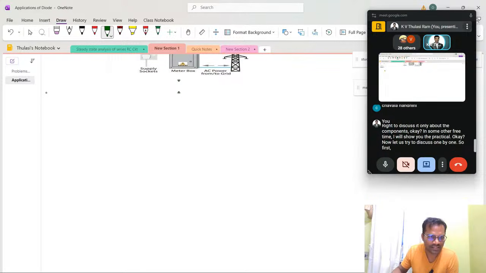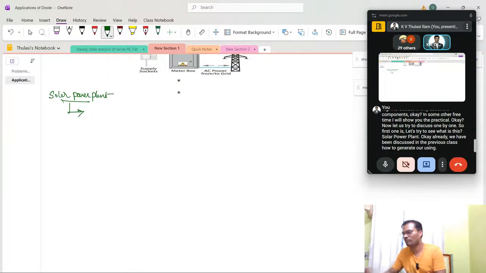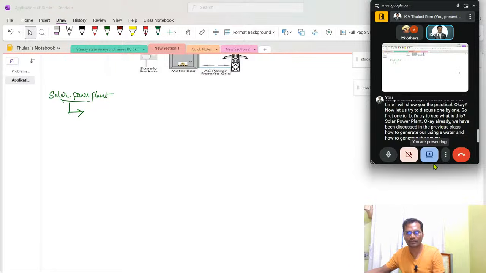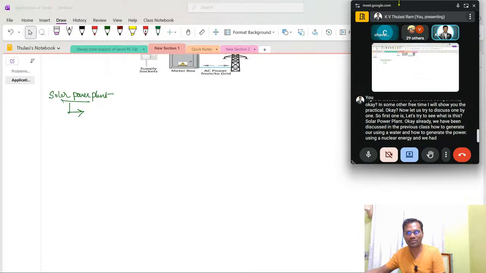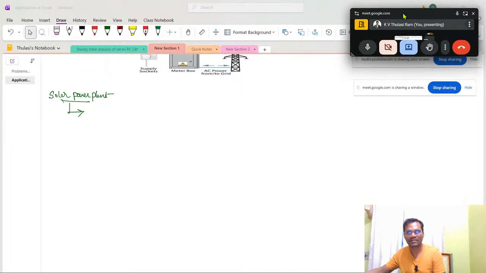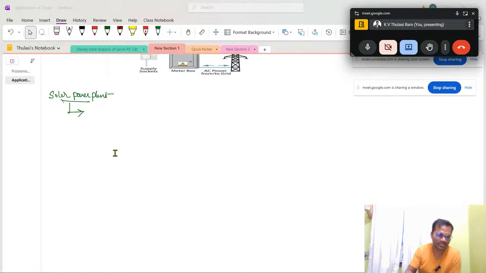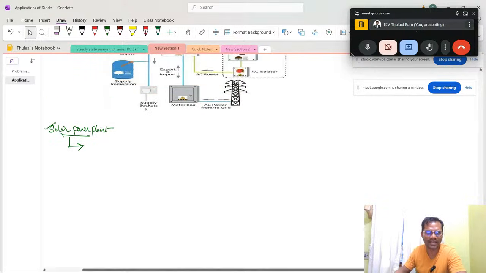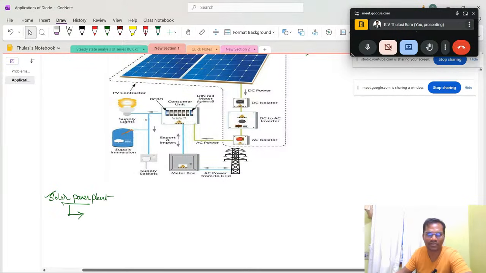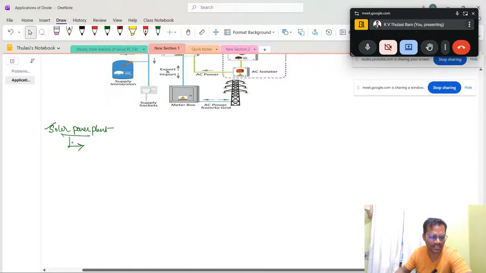First, let's see what this solar power plant is. We already discussed in the previous classes how to generate power using water, using nuclear energy, and using tidal energy. Now let's see how to generate power using a solar power plant. This is the diagram showing how it works. So, first, the solar power plant.